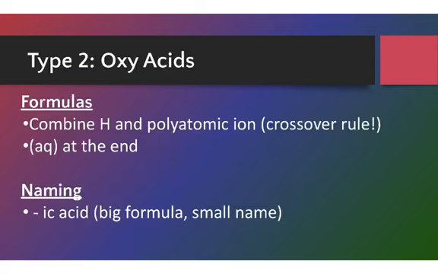The second type of acids are oxyacids. And again, acids always start with H, so I have an H at the beginning of the formula. But this time, I'm going to partner the H with a polyatomic ion from the back of the periodic table. I still have to do the crossover rule. This is still ionic bonding. And then because it's an acid, I still have to put an AQ at the back of the formula.